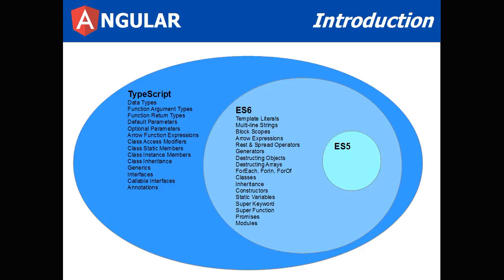And then of course you've got generics, interfaces, and you've got callable interfaces, and you've got annotations. And annotations is what really helps Angular do what it needs to do.